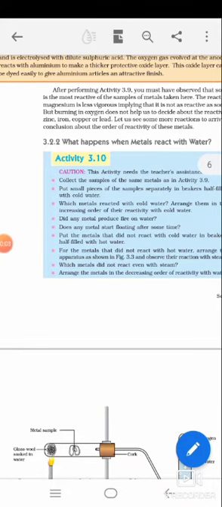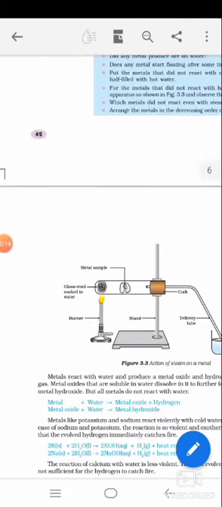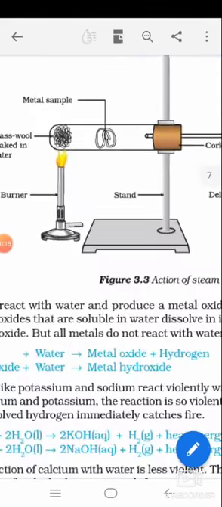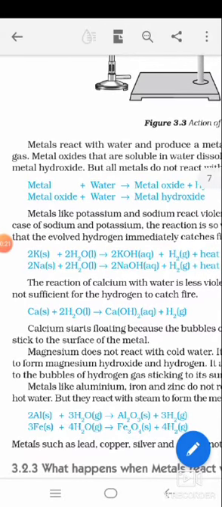So, in our previous session, we studied the reaction of metals with oxygen, or the reaction of metals in air. Now, we are going to study the reaction of metals with water. What is the reaction of metals with water? Actually, metals react with water to produce what? Metal oxide and hydrogen gas. Metals react with water to produce metal oxide and hydrogen gas, and the metal oxide further reacts with water to produce metal hydroxide.